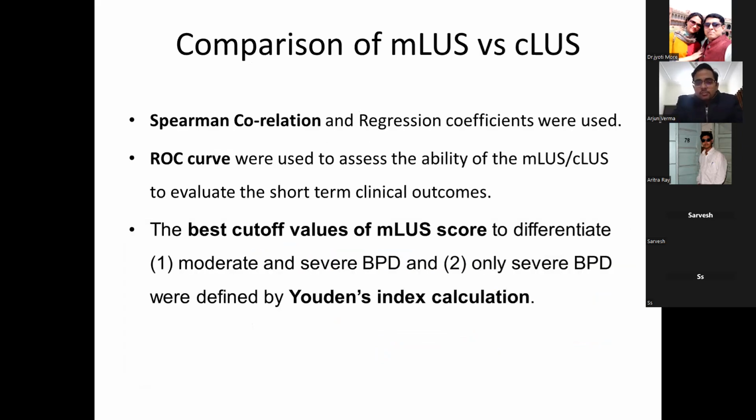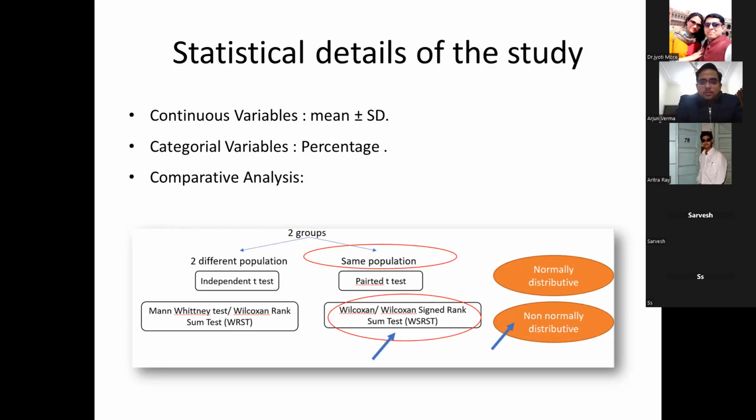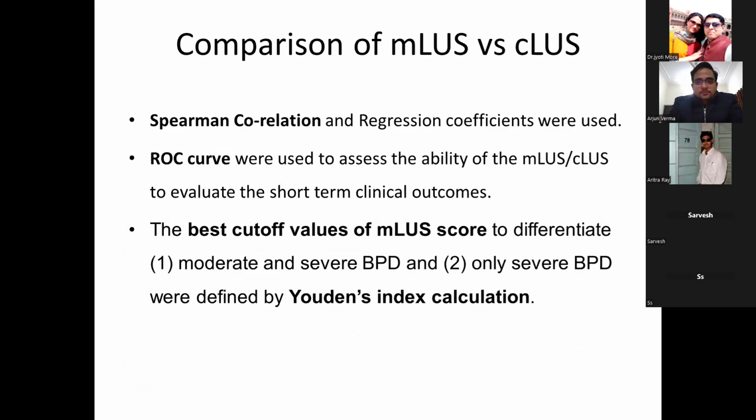One group was those same babies who had undergone modified lung ultrasound, and the same baby had undergone the conventional lung ultrasound. And then we are comparing. So basically, there are no two different populations. They're the same population from which we have created two different groups. I hope I'm able to make you understand. And since the data was not normally distributed, that's why the Wilcoxon signed rank test was used in this study. Next slide.